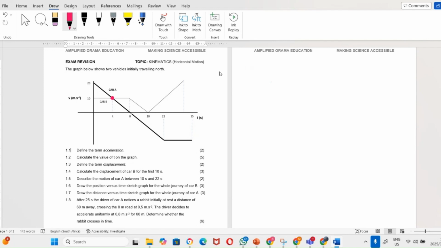Define the term acceleration. Acceleration is the rate of change of velocity.